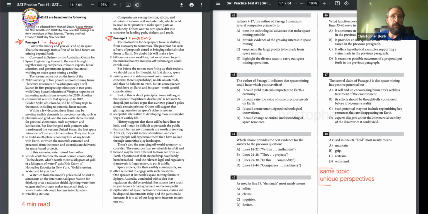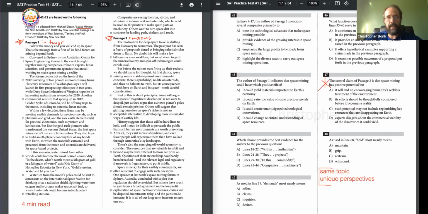One of those being 47. The reason why I'm doing 47 is this is a compare and contrast. The central claim of passage 2. This goes back to the idea that they do have that cautious nature for things. So looking at our choices there on 47, has positive potential, but what's going to be the best answer for this one? And so, we go through our choices right here.